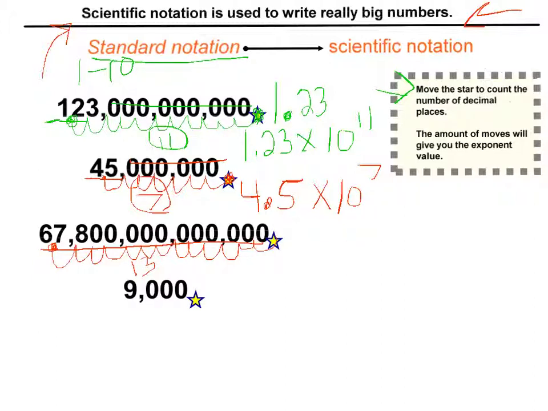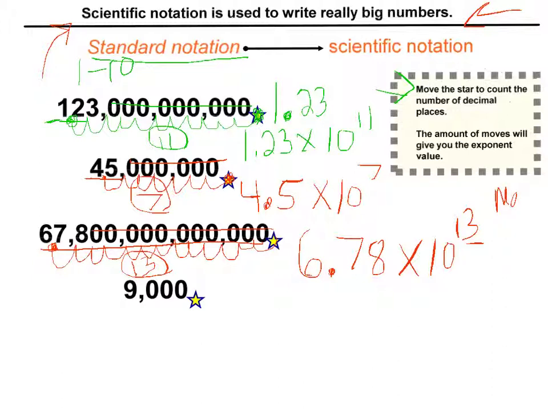Now, I'm going to write 6.78, and then I do not write the zeros. And then I say times 10 to the 13th, because I moved it 13. All right? Please remember, the exponent says how many times you moved it. It does not say how many zeros. It says how many times you moved it.